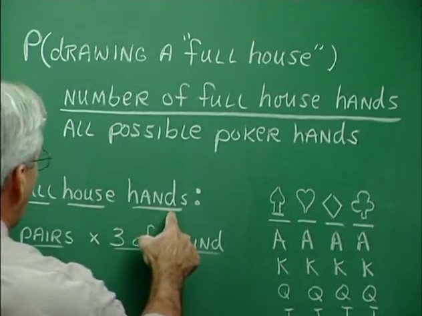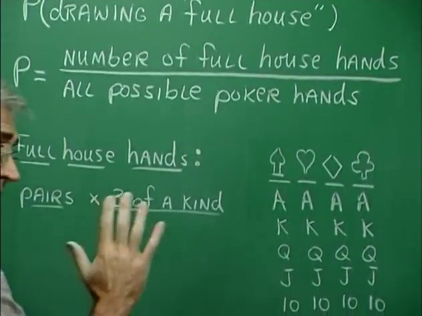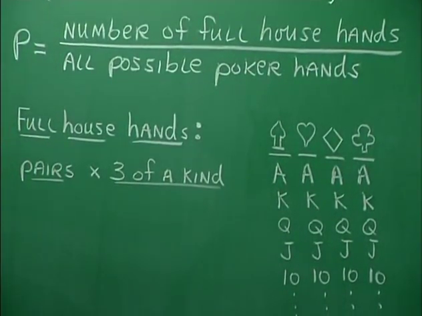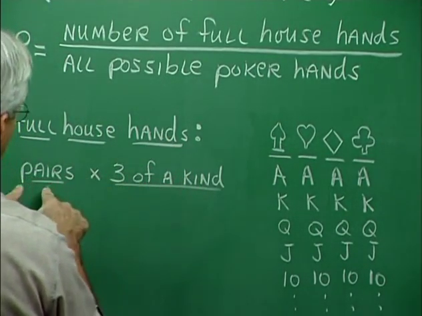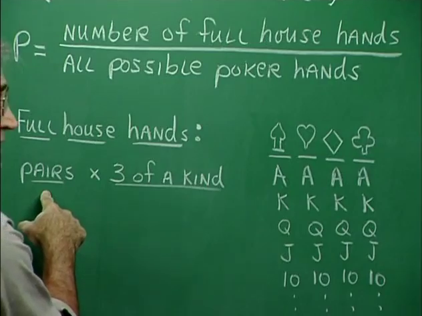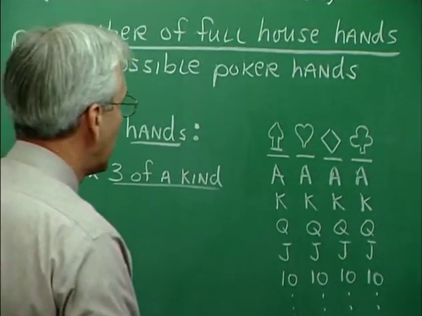Now, what about full house hands? That really is the tough part of the problem, I think. Full house hands are composed of pairs and 3 of a kind. Now, how many pairs are possible? Well, let's go over here and think about that.